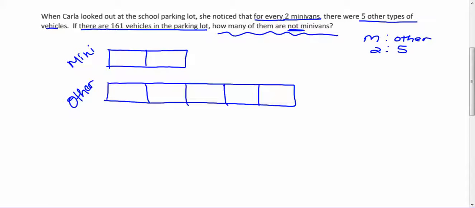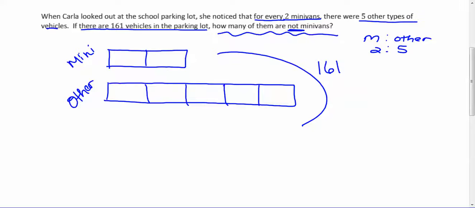Now it tells us that there are 161 vehicles in the parking lot total. So that doesn't just represent minivans. So we're not going to write it here, right? And we're not going to write it here. What we're going to do is write it here, because it is inclusive of both categories, minivans and other. So that's what we have.